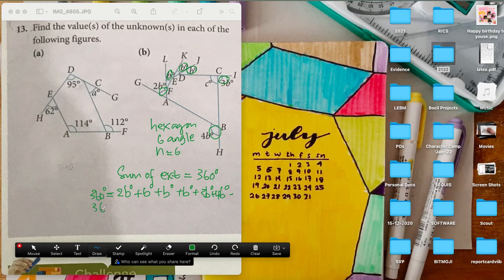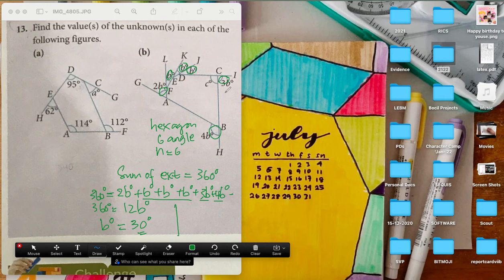So 360 degrees equals to how many B's we have there? 2B, 3B's, right? And then plus another 3B's. So let's say this is 3B's, this is 3B's, this is 4B's, so 10B's plus 2B's here. So then there are 12 B's. So then B degrees equals to 360 divided by 12 will be 30. So B degrees equals to 30 degrees. Yay, we found B.